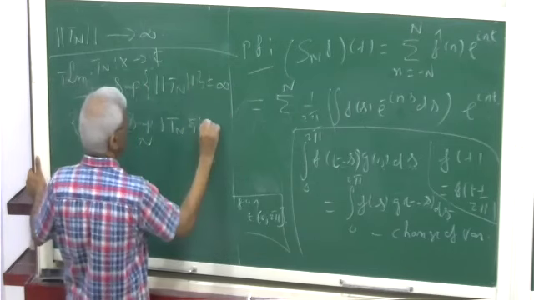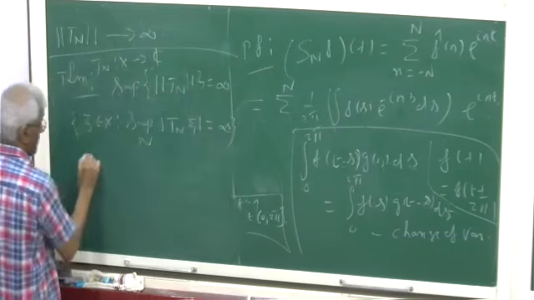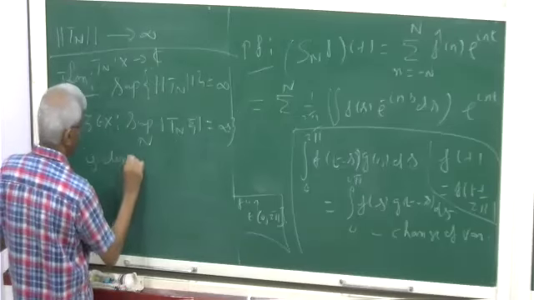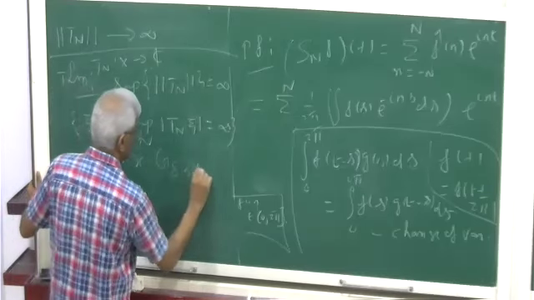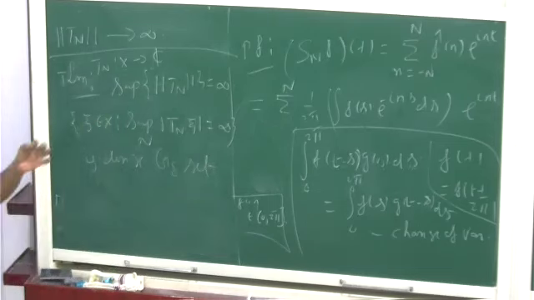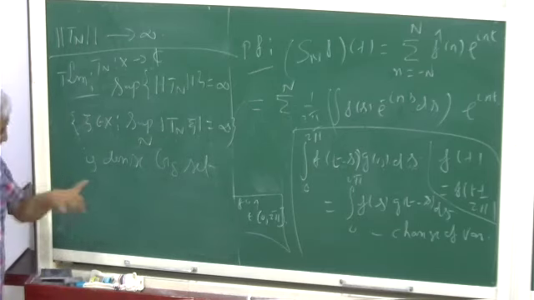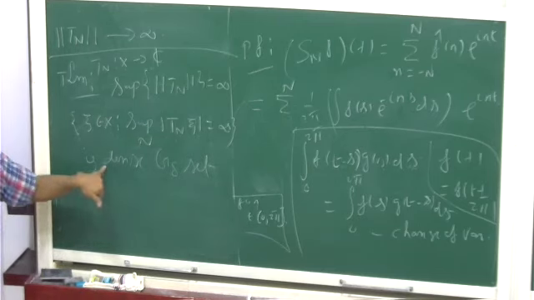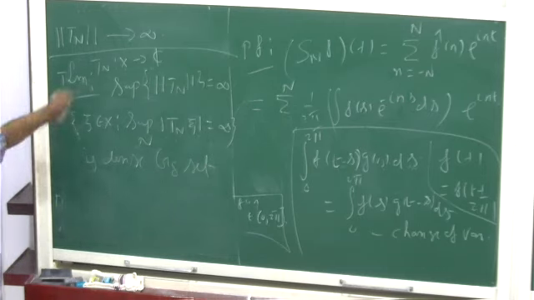This means G delta. G delta means countable intersection of open sets, not just intersection. A countable intersection of open sets is called G delta. A countable union of closed sets is called F sigma. So this is a G delta set. Importantly, it is a dense set.